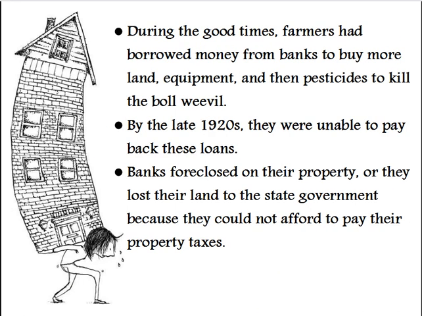Also during this time, the good times for farmers would end, because all the money they had borrowed during the good times to buy land, equipment, and pesticides, they now owed. They couldn't pay that money back because they weren't making any money. By the late 20s, they were unable to pay back those loans. So banks foreclosed on their property, including their homes and land, or they lost their land to the state government because they could not afford to pay their property tax.